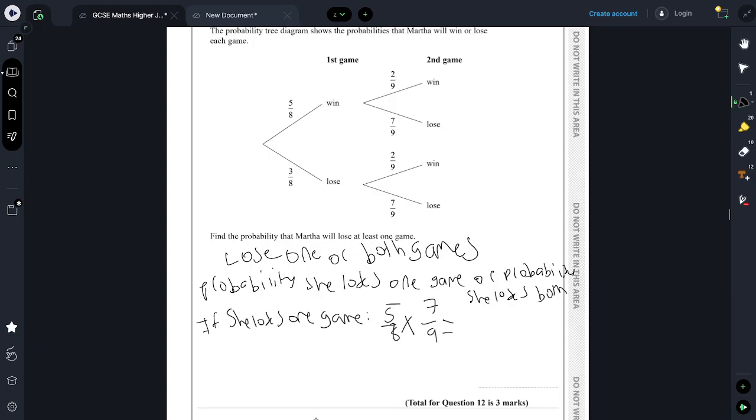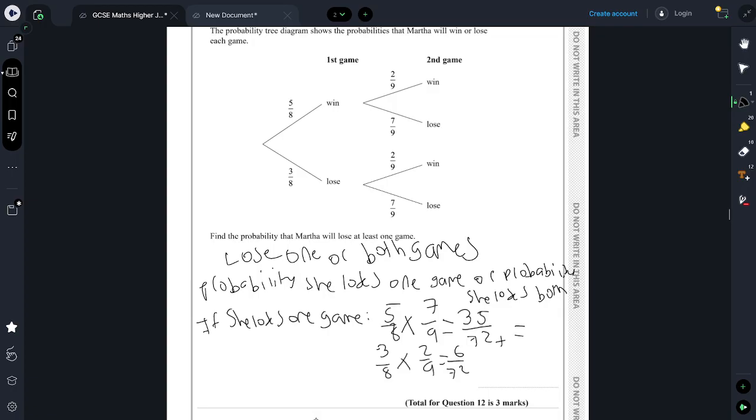Okay. Let's work this out. 5 times 7 is going to be 35, and then 8 times 9 is 72. Or she loses the first game, but then wins the second. So that's going to be lose and then win: 3/8 times 2/9. That's going to be 6/72. And then we add them.